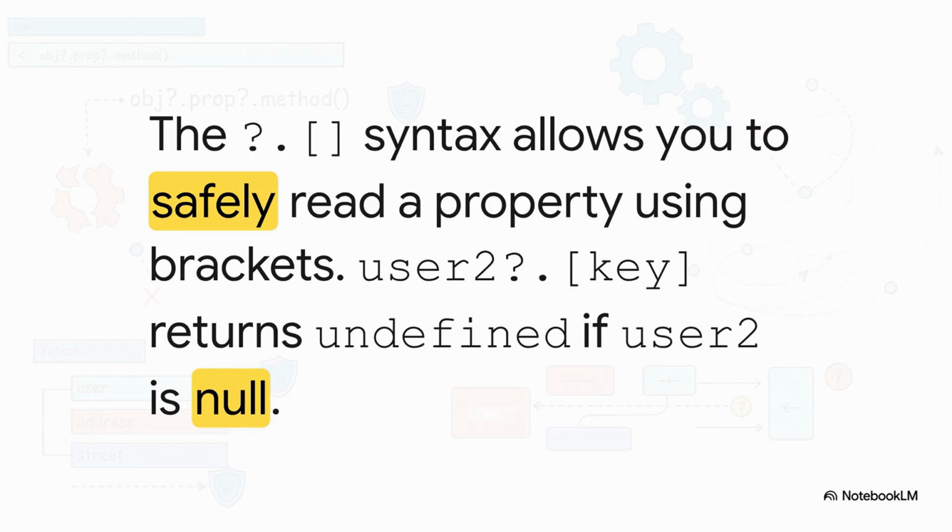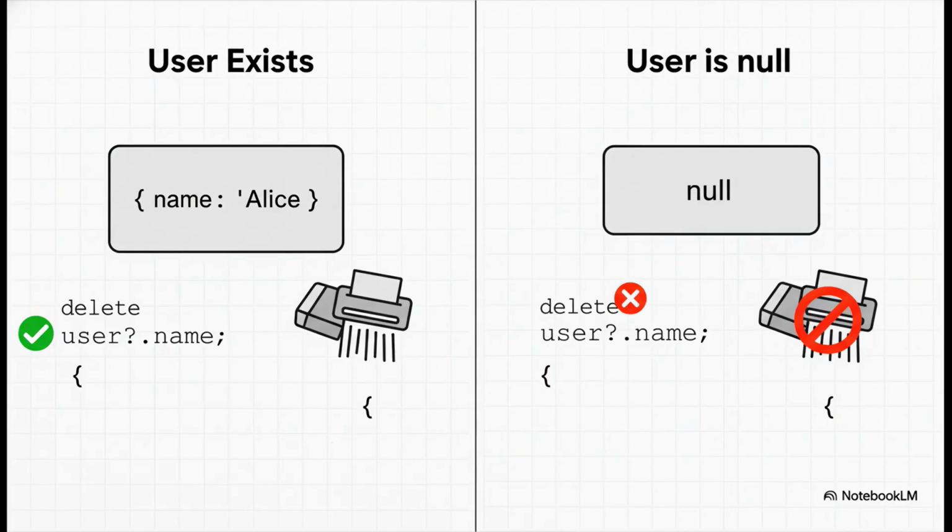And it's the same deal with bracket notation. This is super useful when the property you're trying to access is dynamic. Here, even though user2 is totally null, the code doesn't explode. It just gives you back undefined. You can even use it with the delete operator. This line will only even try to delete the name property if the user object actually exists in the first place. It's just another way to write safer code without a lot of extra work.